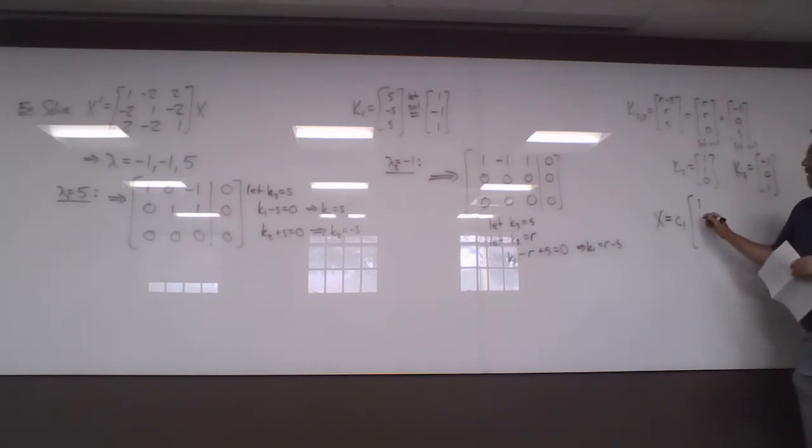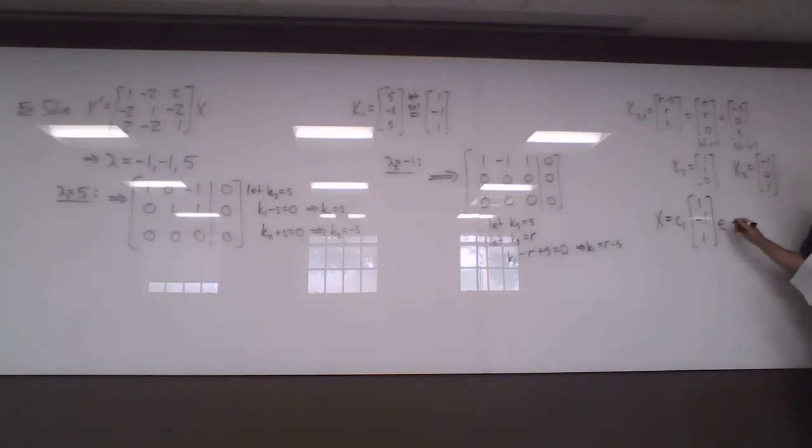1, negative 1, 1, times e to the 5t, and then plus c2, 1, 1, 0, e to the negative t, plus c3, negative 1, 0, 1, e to the negative t.